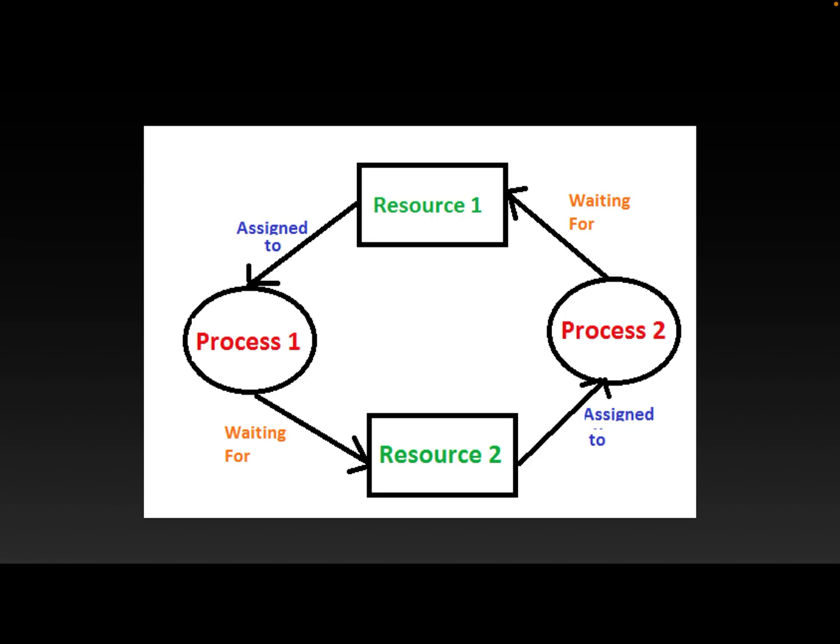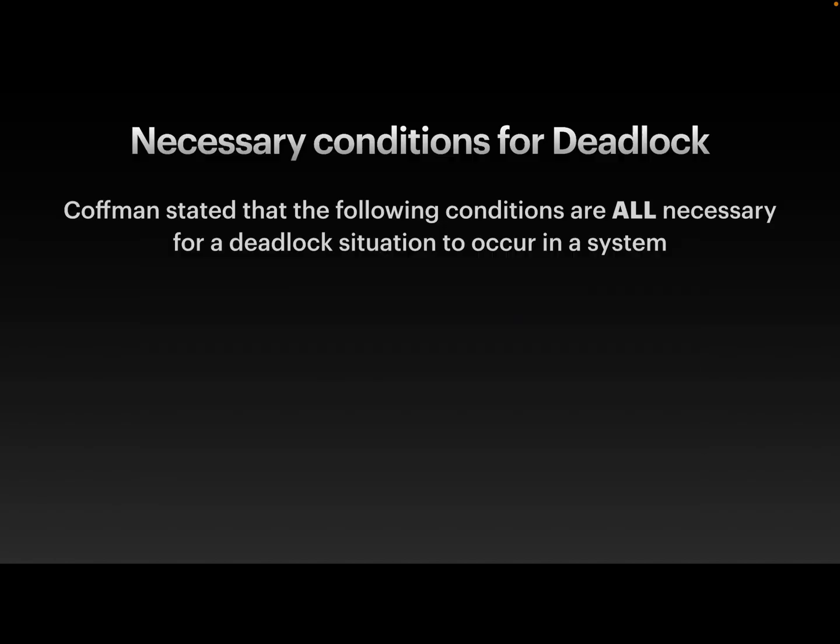P2 requests for one more tape drive and it also enters a waiting state because no tape drive is presently available. From now on, P1 and P2 will wait for each other indefinitely since P1 will not release T1 until it gets T2 and carries out its designated task, whereas P2 will not release T2 until it gets T1. Therefore, the two processes are in a state of deadlock.